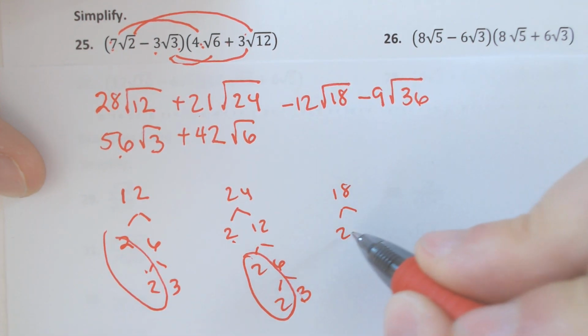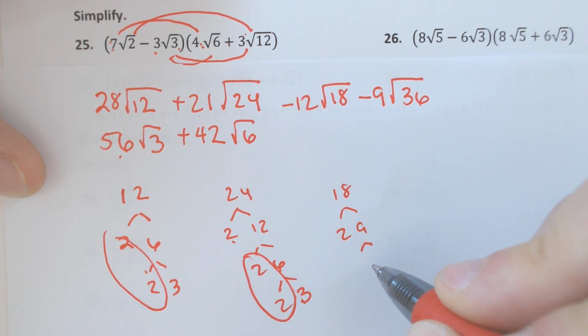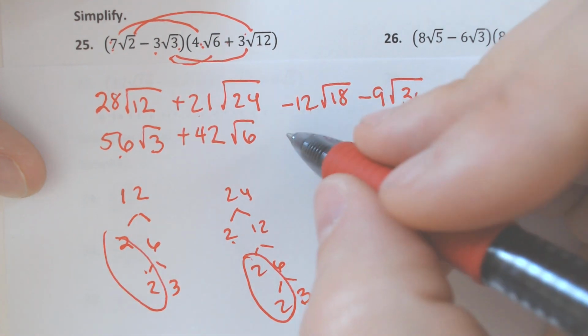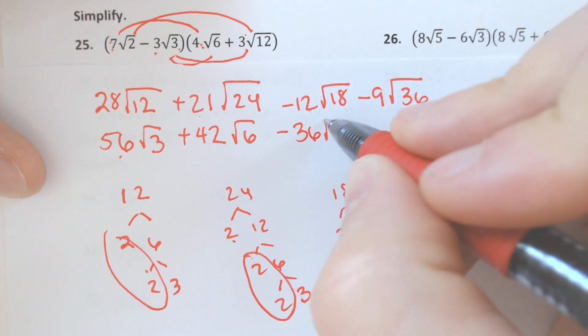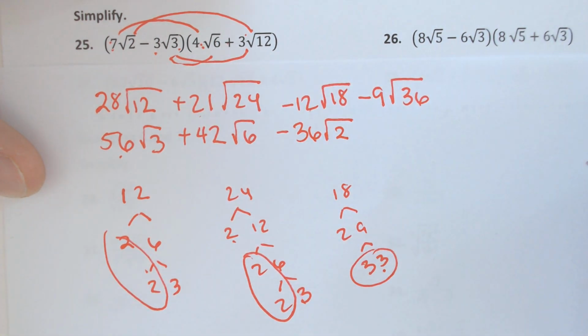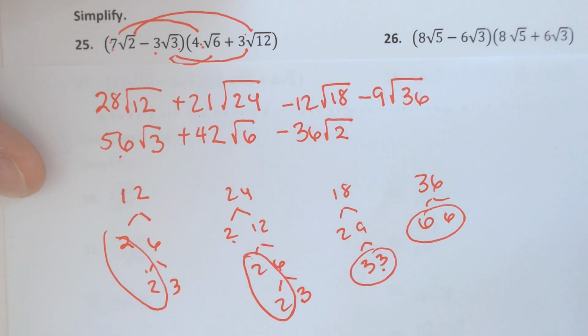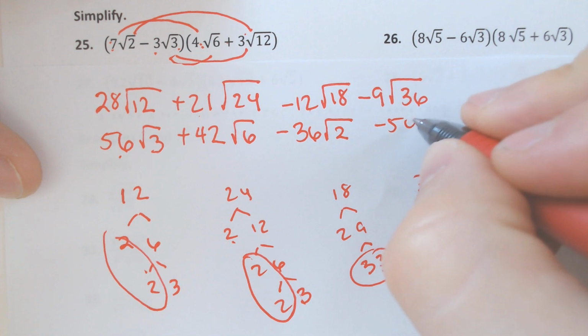The 18 would break down to 2 and 9 and 3 and 3, which the 3 is going to go on the outside with the 12 to make negative 36 square root of 2. And the square root of 36 is just 6 because 6 and 6 pair up. So 6 times 9 is 54. So we got minus 54.